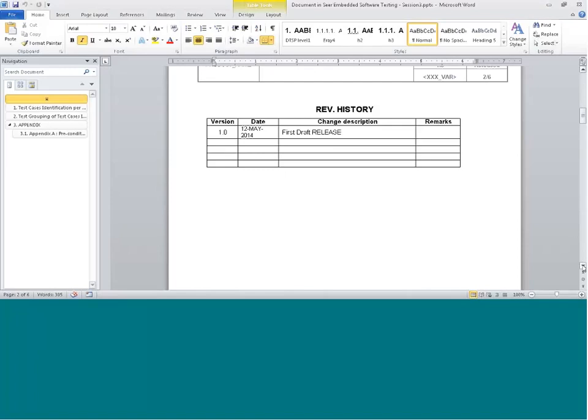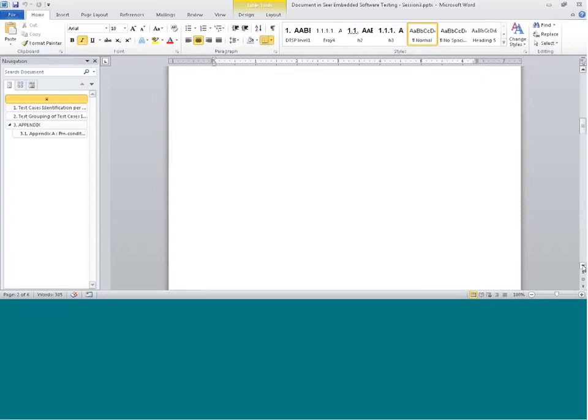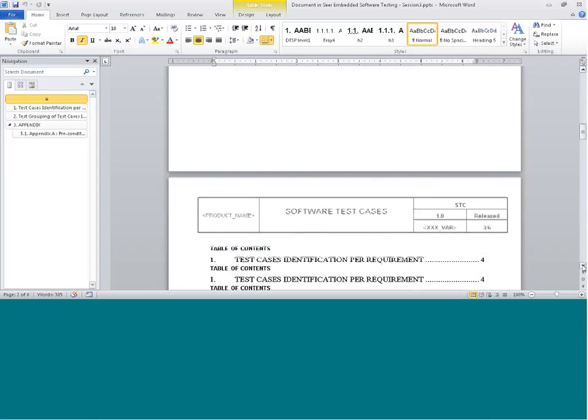So basically, we will update the document whenever there is a change in the test cases. Once it is a baseline, there is a possibility that the test cases themselves will have some challenges or some issues which need to be reworked. So for that, we use changes into the test specification.